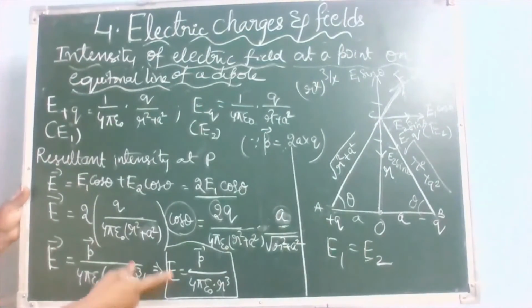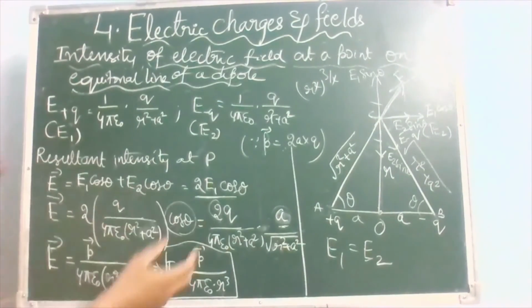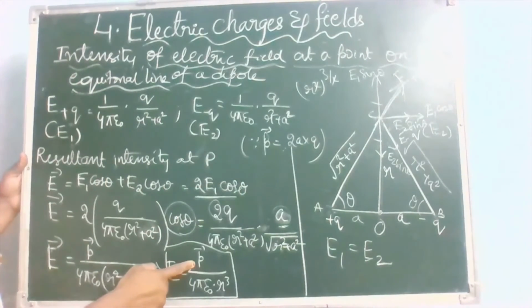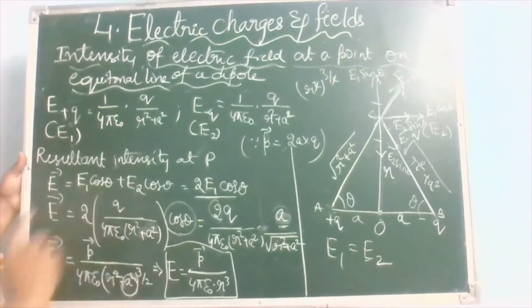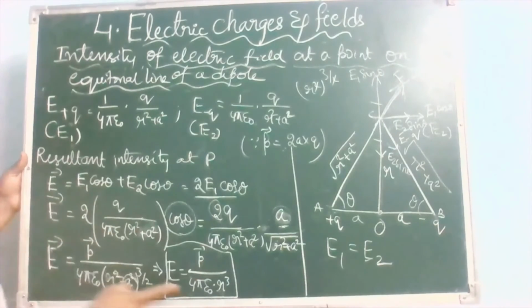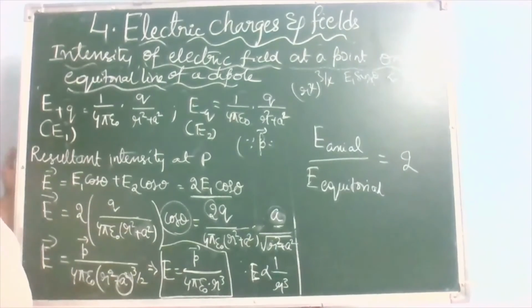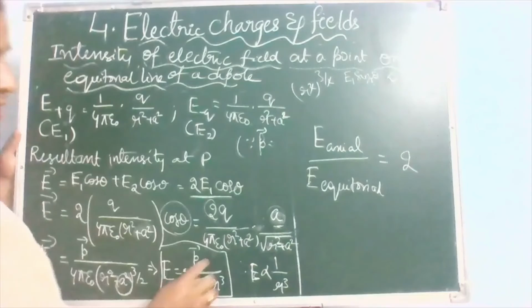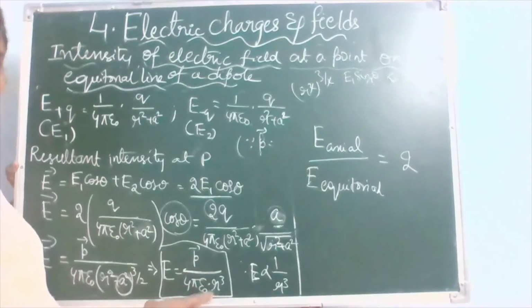So this is the final equation for the electric field intensity at a point on the equatorial line of a dipole. From these two equations, for the axial line we got 2P by 4 pi epsilon naught into R cube, and for the equatorial line we got P by 4 pi epsilon naught into R cube.